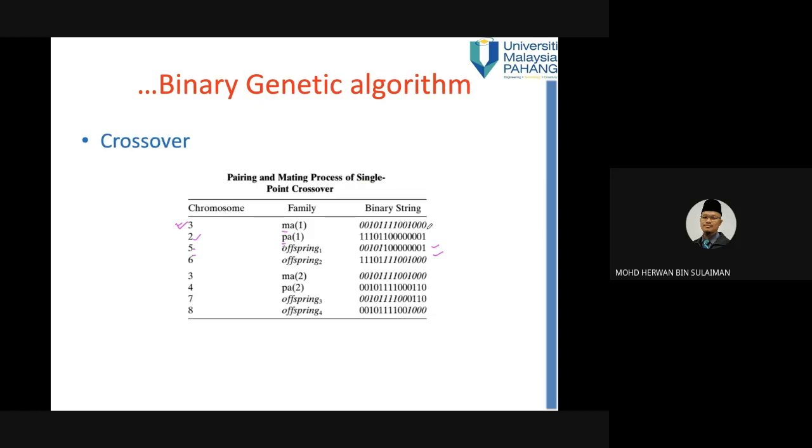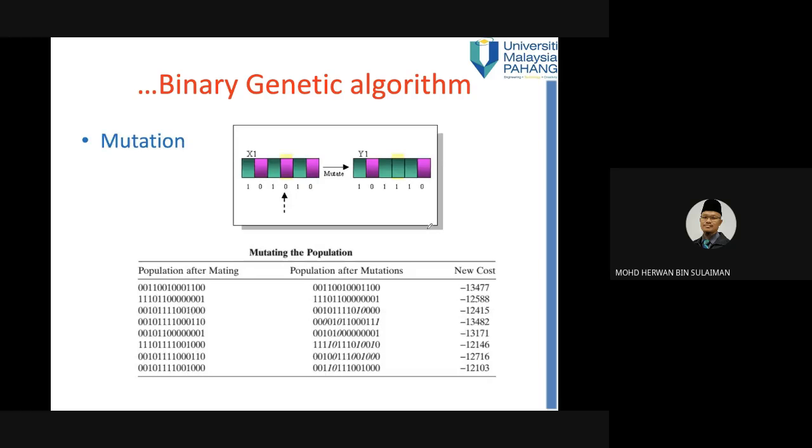And what is a mutation? Mutation is when you make some alteration. The mutation probability is basically very low, around 1 to 5%. When mutation happens, you mutate in order to enhance the exploration process and jump out of local optimum problems. This is an example of mutation: the population after mating, after crossover, and then the population after mutation. Sometimes you can get very good results by applying mutations.